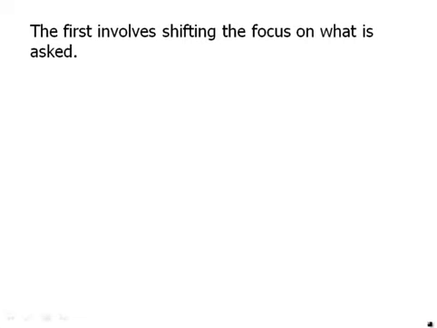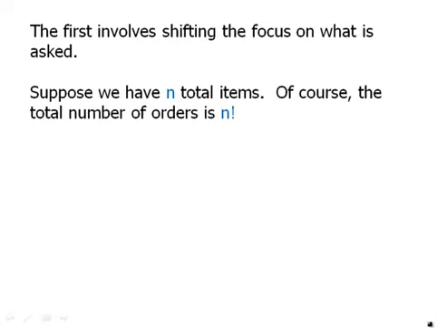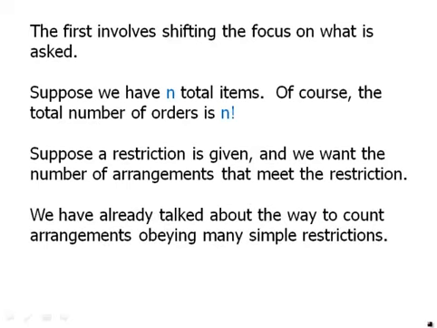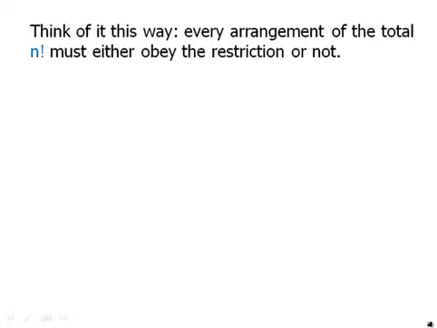The first involves shifting the focus on what is asked. Suppose we have n total items. Of course, the total number of orders is n factorial. Suppose a restriction is given and we want the number of arrangements that meet that particular restriction. We have already talked about the way to count arrangements obeying many simple restrictions. Think of it this way. Every arrangement of the total n factorial must either obey the restriction or not.